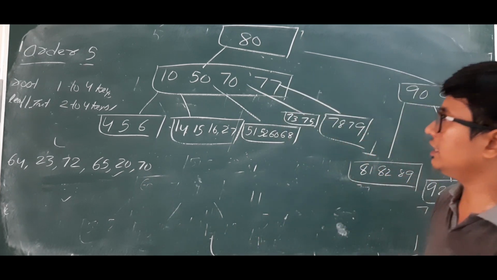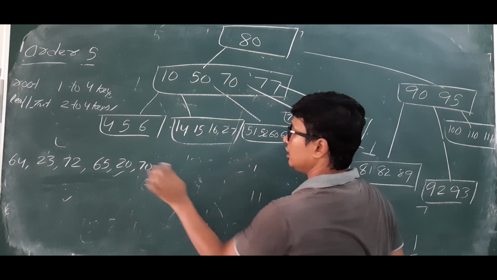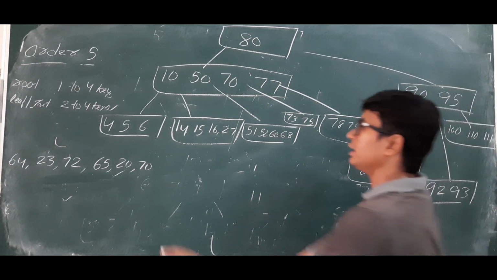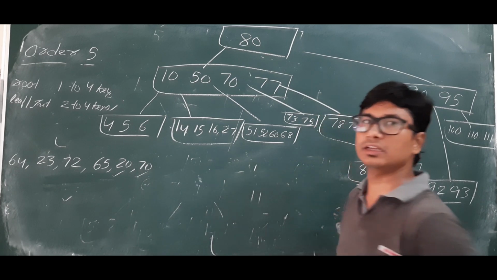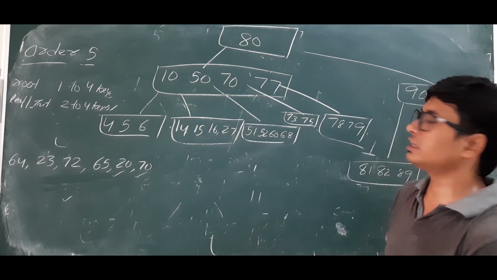Now I want to delete 70. This is another scenario. Till now we have been deleting all the elements at the leaf nodes. Now I want to delete the element 70. Where is 70? 70 is there at the internal node.